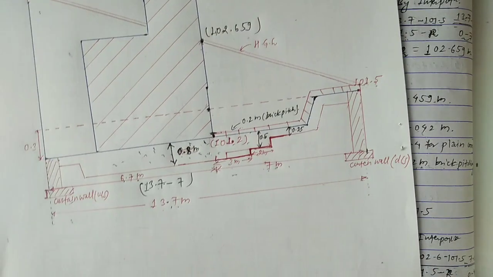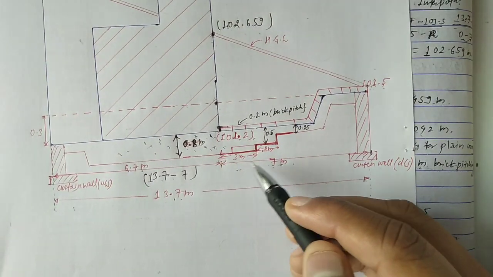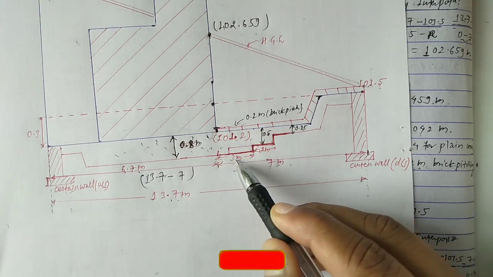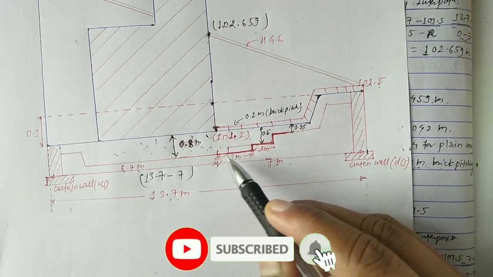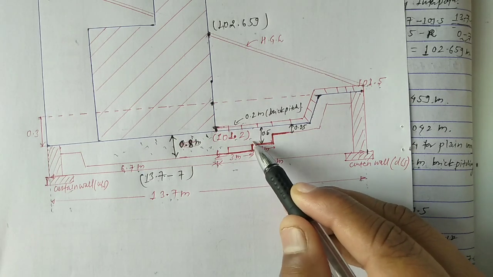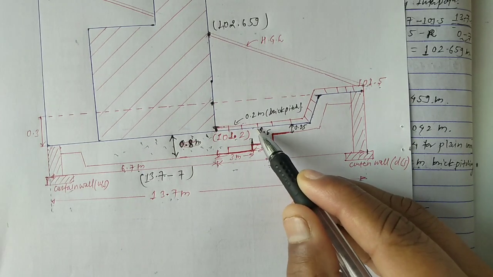So we calculated here. Now we have to calculate from 3 meter distance from the toe of this. So from this 3 meter distance we have to calculate this value.